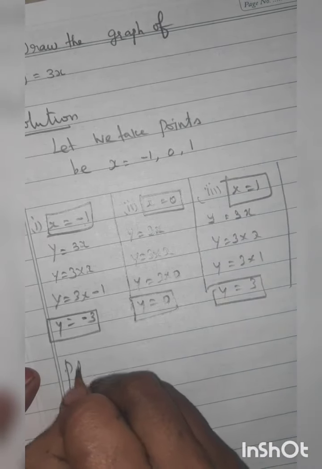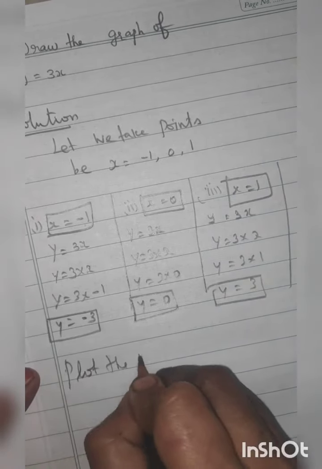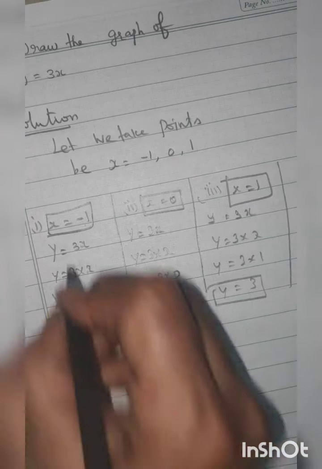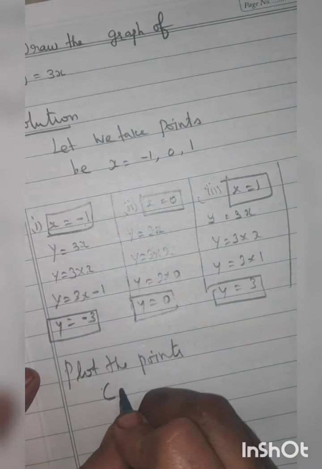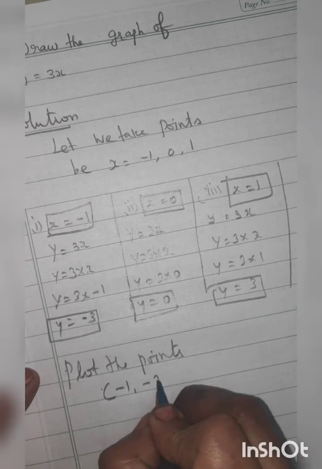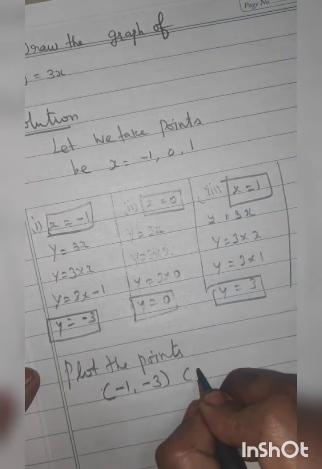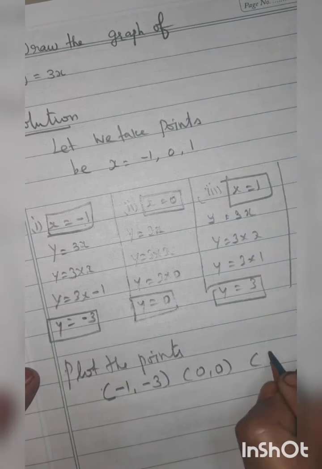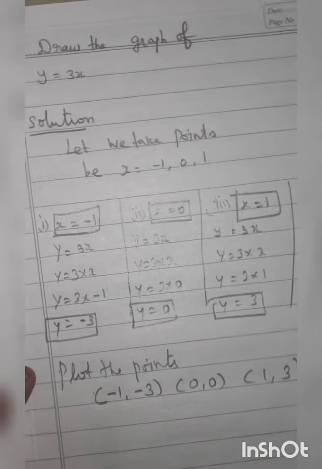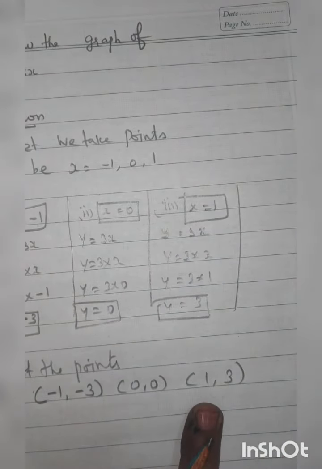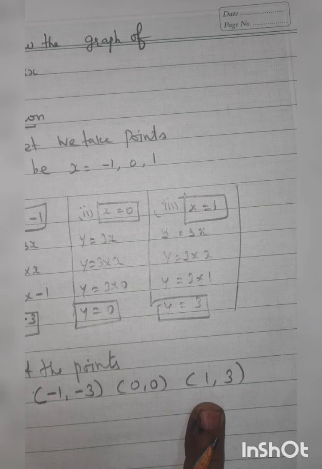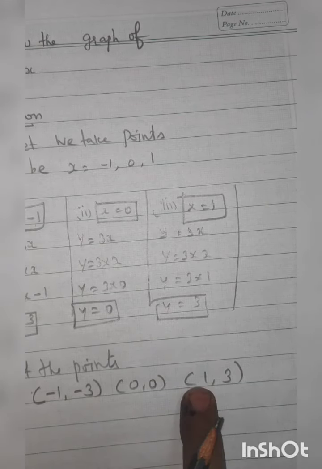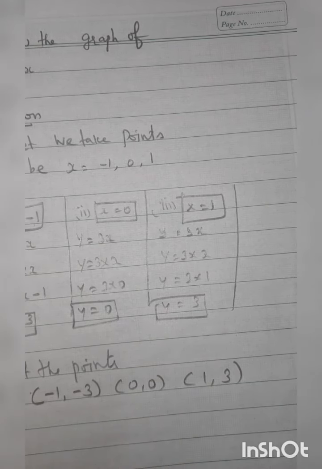So plot the points first. For x equal to minus 1, you start the bracket: minus 1 comma minus 3. First point. Second point 0 comma 0. Third point 1 comma 3. You want to mark the third point 1 comma 3 there. The first work is completed. Now you want to mark these points on the graph sheet. Okay, divide the graph as usual and do the work.